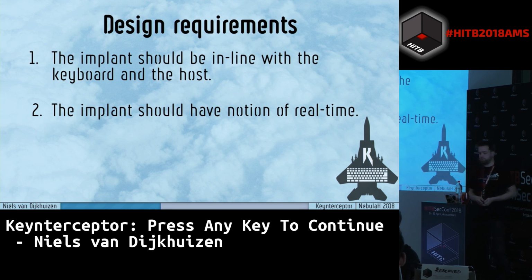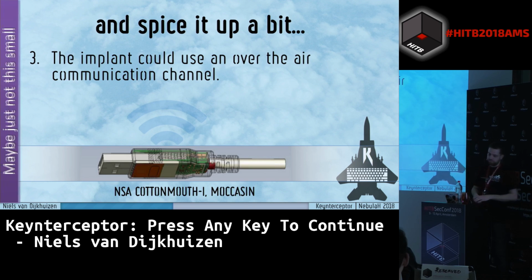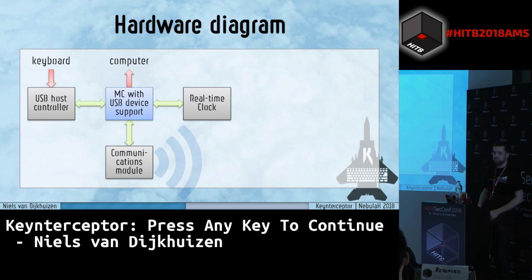So the design requirements I had were that the implant should be in line with the machine. So it should really be an implant inside of a keyboard, and it should have some notion of time, and you'll see later on why that is. And to spice it up a bit, it would be nice to have some other communication channel, over the air for example, to communicate with it and have some control over it. You might recognize this thingy from the NSA catalog. It's not going to be that small, essentially because it's a proof of concept.